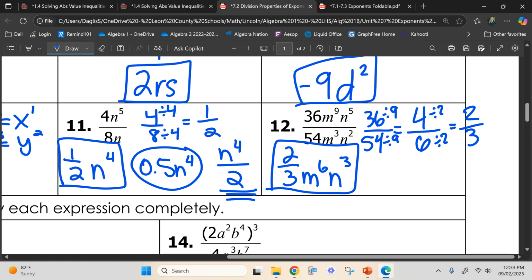And then to do a little foreshadowing here, 2 m to the 6 n cubed over 3 is technically the same thing. Those are both over 1. So we'll do things again more like this next week, but I just wanted to show it to you.